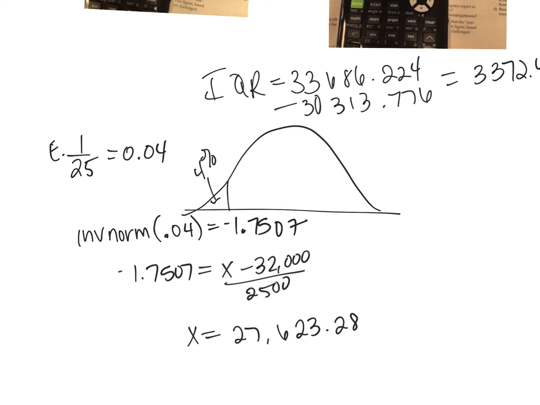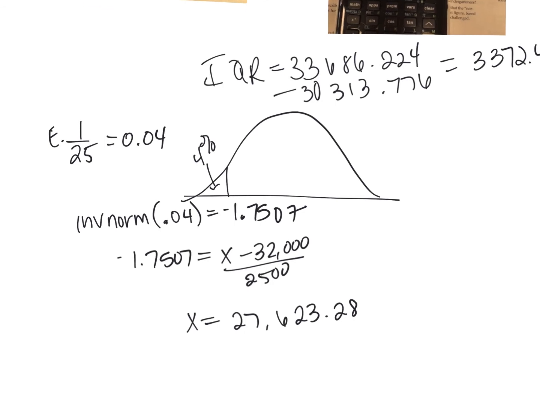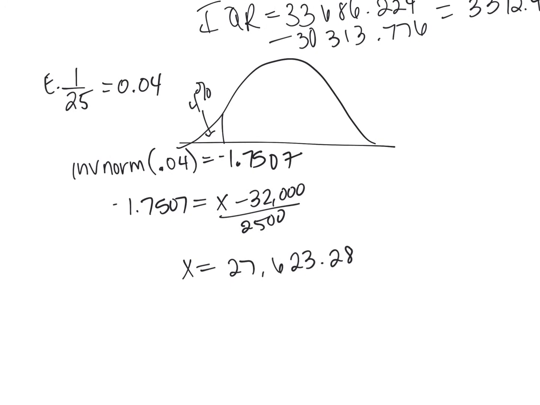27,623.28. Now, do you think this dealer should say, if your tires don't last more than 27,623 miles, 0.28 miles, you get a refund? What do you think about that? It's a little unnecessary. It's a little excessive, right? He should probably round it. No one's going to give that exact number, right? So where do you think he should round it? Do you think he should round it down or round it up?